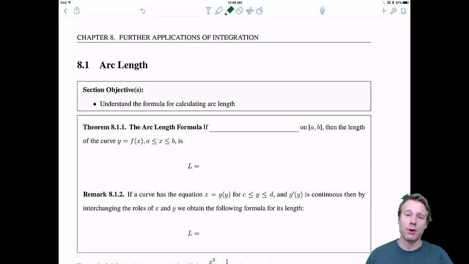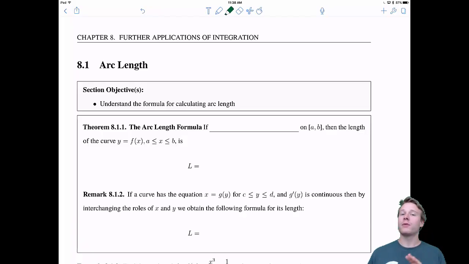Welcome everyone to 8.1, arc length. Now this is the only section that we cover here in chapter 8. And it's nice, arc length actually will come up several more times during this course. Not to give too many spoilers, but later on when we do parametric curves and when we do polar curves, we will also calculate arc length. So it's an important subject.